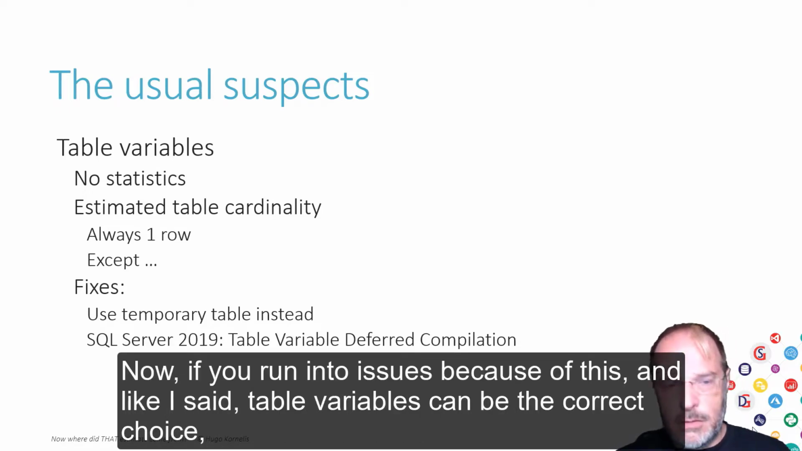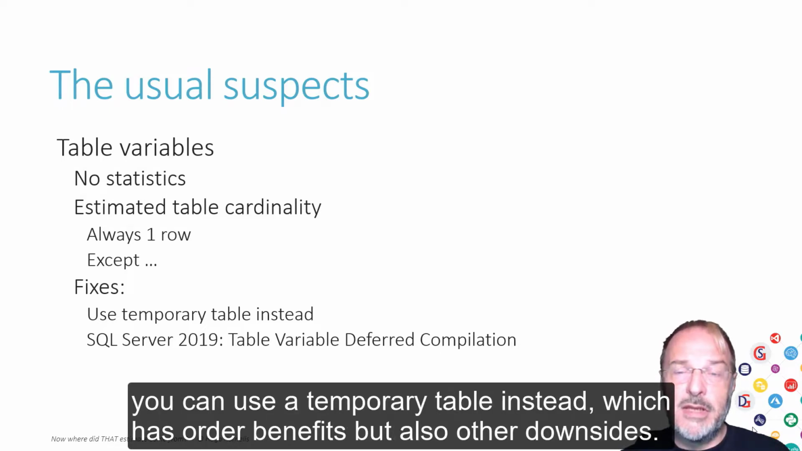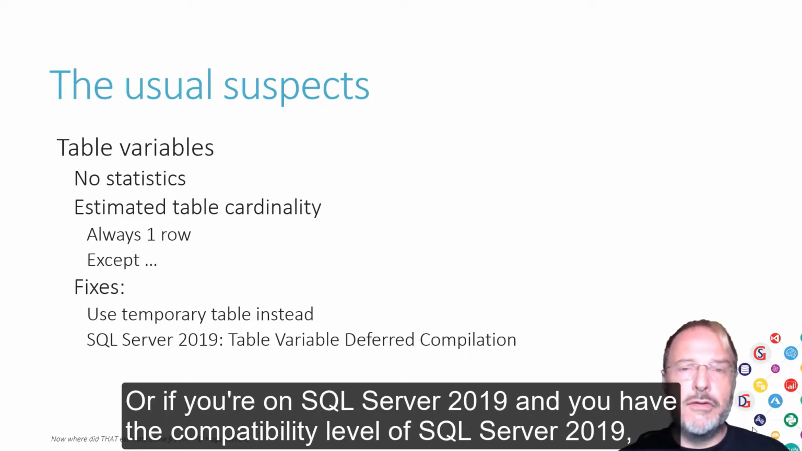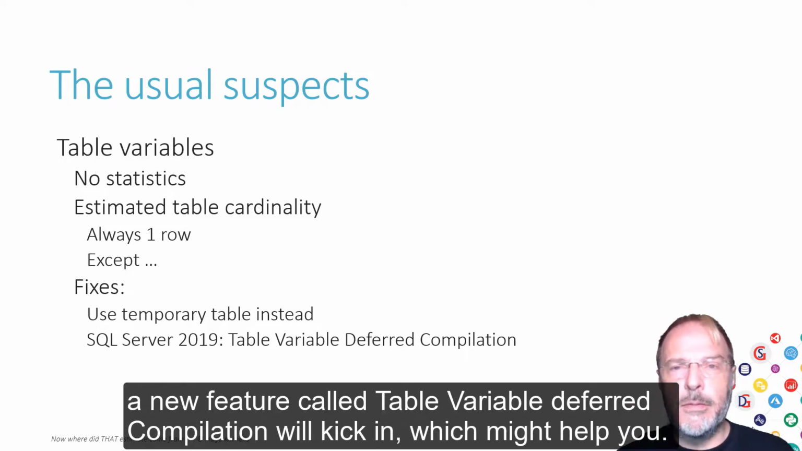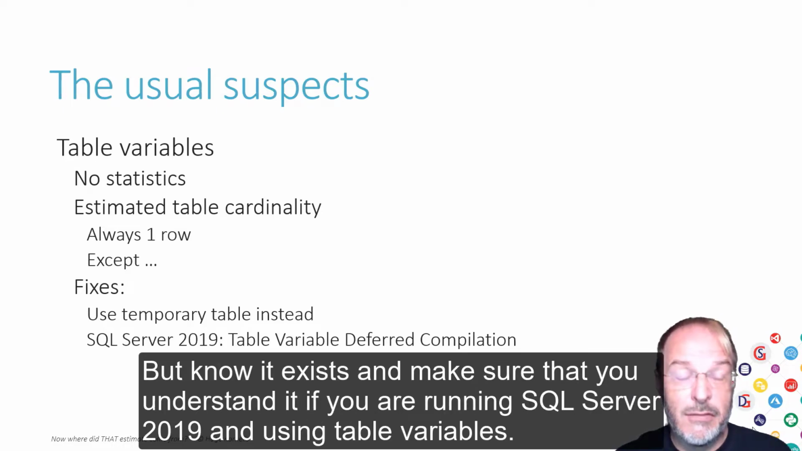Now, if you run into issues because of this, and like I said, table variables can be the correct choice, you don't always run into issues. But if you do run into issues because of this standard, usually one row estimation, you can use a temporary table instead, which has other benefits but also other downsides. Or if you're on SQL Server 2019 and you have the compatibility level of SQL Server 2019, a new feature called Table Variable Deferred Compilation will kick in, which might help you, or again, might hurt you. That's a bit beyond the scope of what I'm going to talk about today, but know it exists and make sure that you understand it if you are running SQL Server 2019 and using table variables.